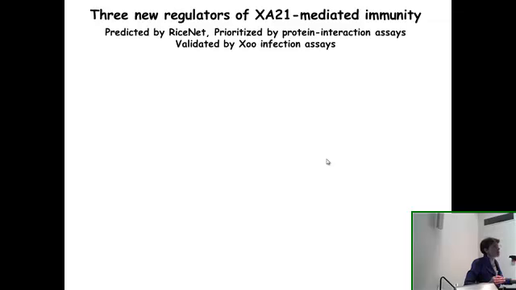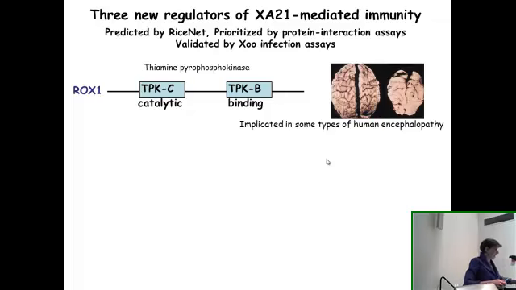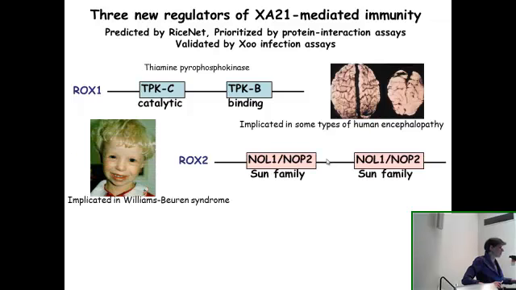One of our criteria was to identify genes that had not been shown to be involved in immunity in either plants or animals. And we then would overexpress these genes or silence these genes and carry out infection assays in rice. And I'll show you 3 of these genes. ROX1 is a thiamine pyrophosphokinase gene. We don't know where it's located yet in the pathway, but it's also been implicated in some types of human encephalopathy. And ROX2 is a NOL1 NOT2 Sun family domain-containing gene.